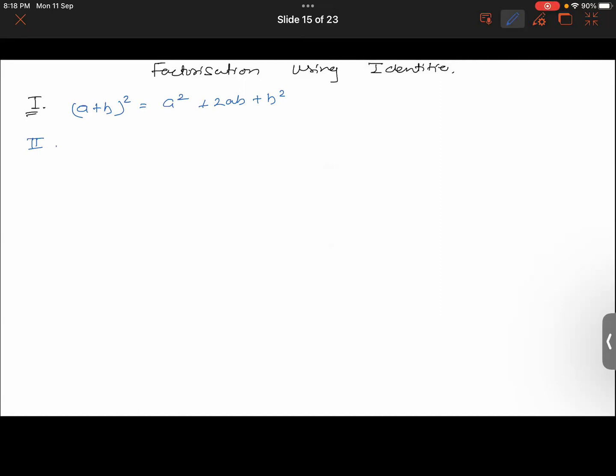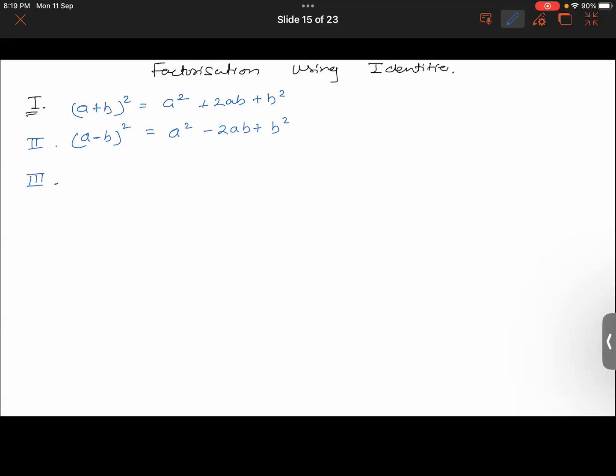It was a plus b, just in place of plus, it was a minus b here. A minus b whole square. On the right hand side, what did we write? We wrote a square minus 2ab plus b square.